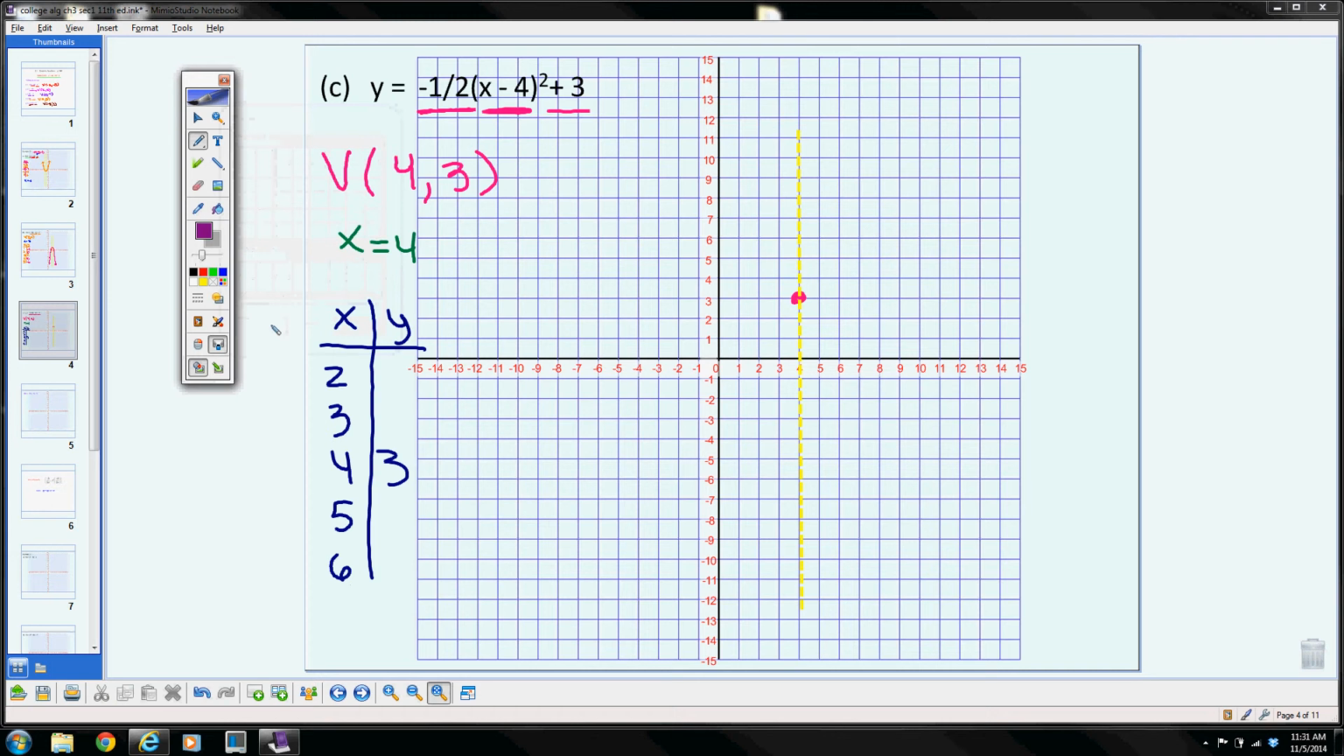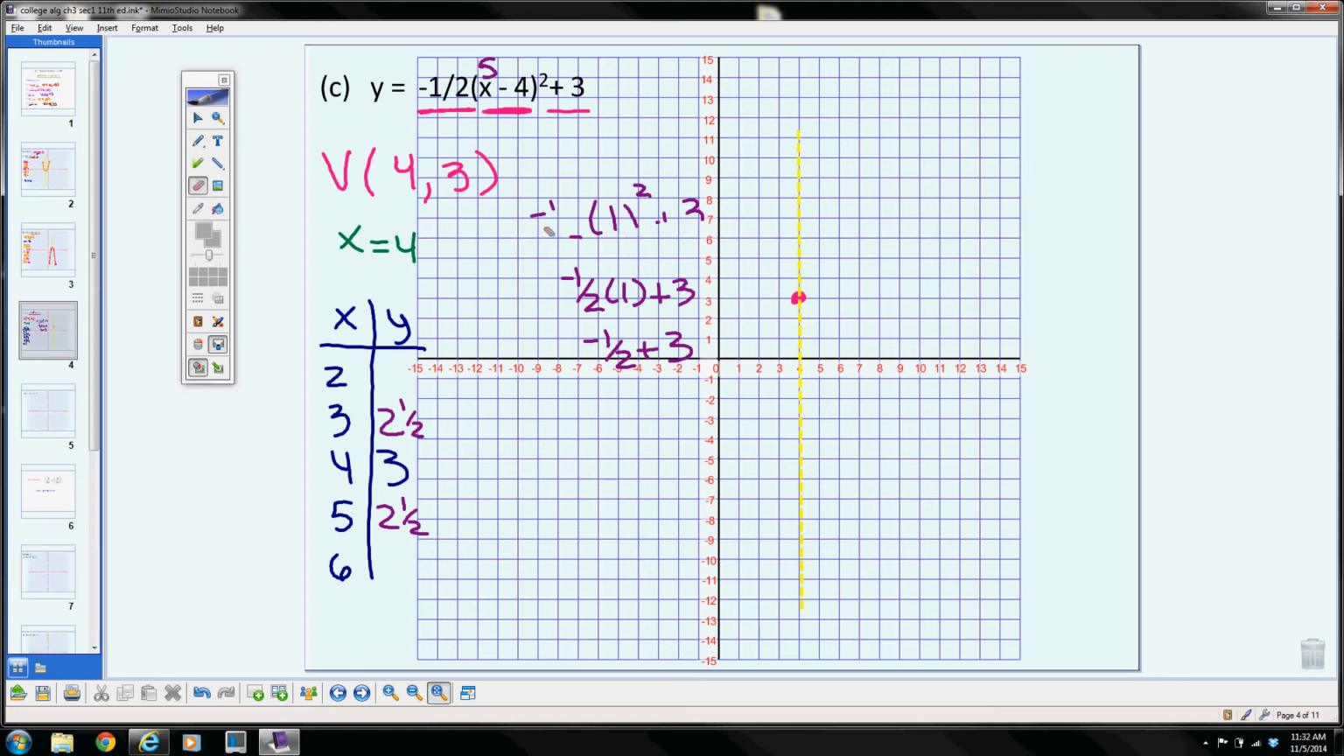I'm going to start with 5. If I put a 5 here, I'm going to have 5 minus 4, which is 1. So I have -1/2 times 1 squared plus 3. 1 squared is 1. So -1/2 times 1 plus 3. That's -1/2 plus 3, which is 2.5. So I now have 2.5 here, or you can write it as 5/2. I know from symmetry that this one will also be 2.5 because they are both 1 unit from the vertex.